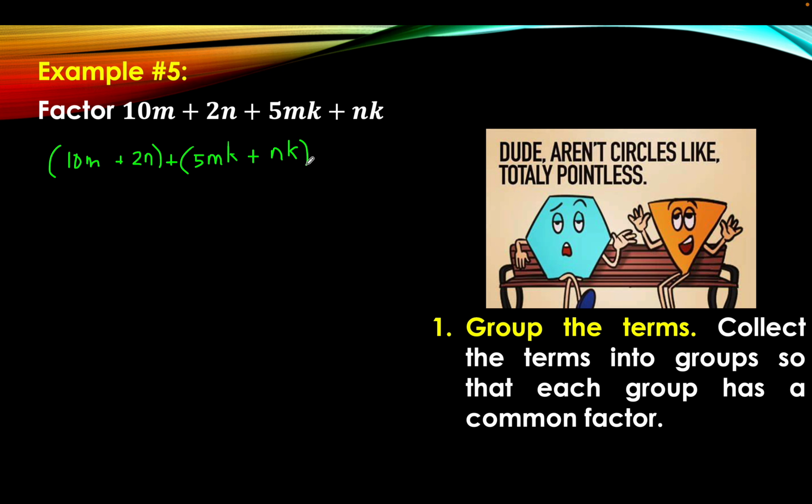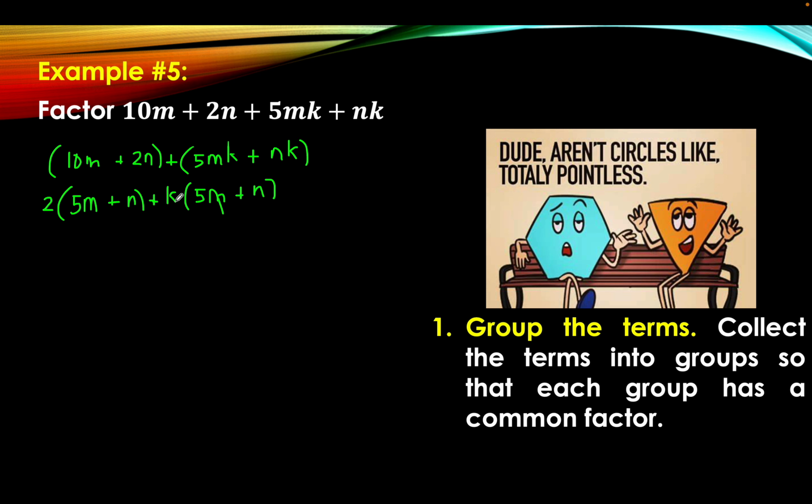Then, let's factor out the common factor in each group. So, in the quantity 10m plus 2n, the GCF is 2. So, let's remove the GCF 2 and divide each term by 2. So, we have 10m divided by 2, we have 5m, plus 2n divided by 2, we have n. And in the second group, the GCF is k. So we have here plus k, and divide each term by k. 5mk divided by k, we have 5m plus nk divided by k, we have n. So we have now 2 times the quantity 5m plus n plus k times the quantity 5m plus n.